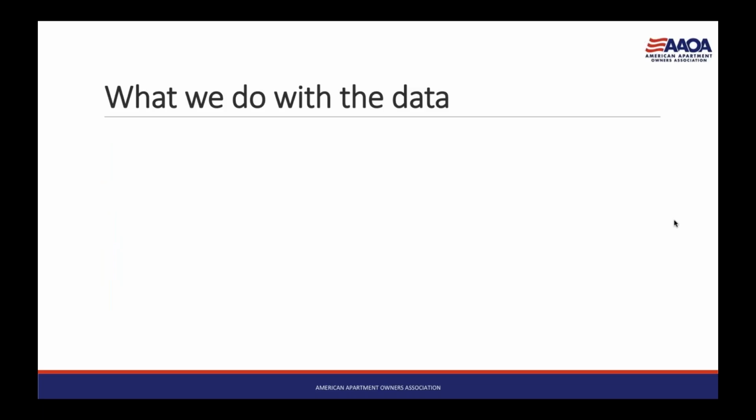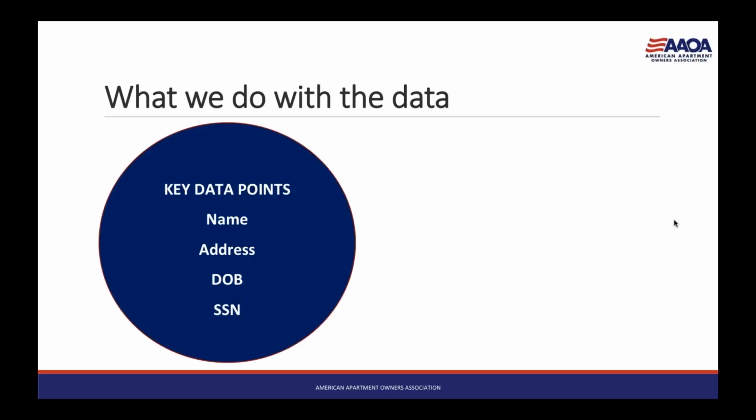Here, I wanted to show you a simplified version of how we report the data. Now that you know what we report, here's how we do it. Basically, we take some key data points: name, date of birth, and social. You guys are familiar with this. If you've ordered any reports on our website, this is what you end up entering in.